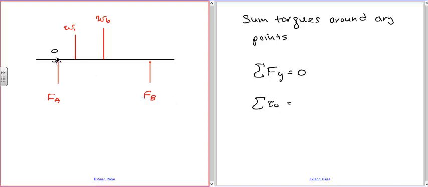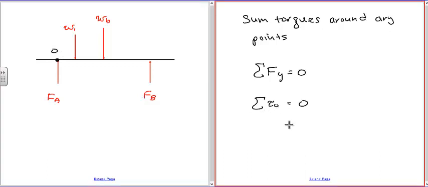So I've just chosen this point A. Where the force A is applied, we call that 0. That's the sum of the torques around there. Now, because it's not rotating, the sum of the torques also equals 0. So for static problems, the sum of the forces equals 0 in both the x and y directions, and the sum of the torques equals 0.